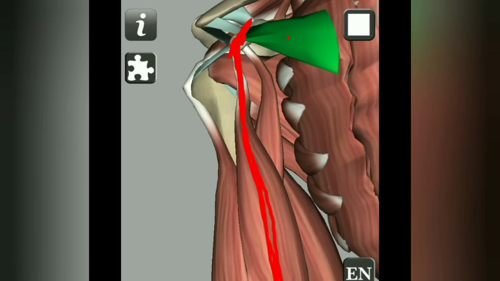So why is this muscle known as biceps brachii? It is known as biceps because it has two heads of origin. One is the long head and another one is the short head. So that's why it is known as biceps.